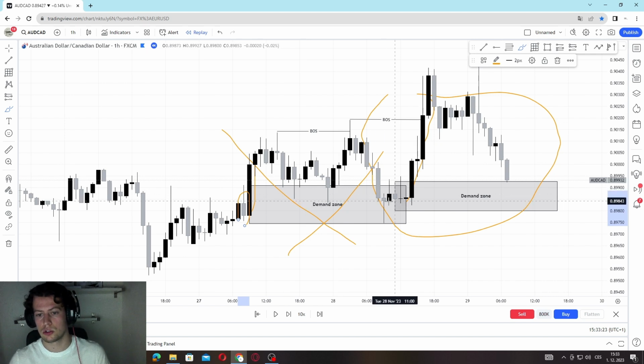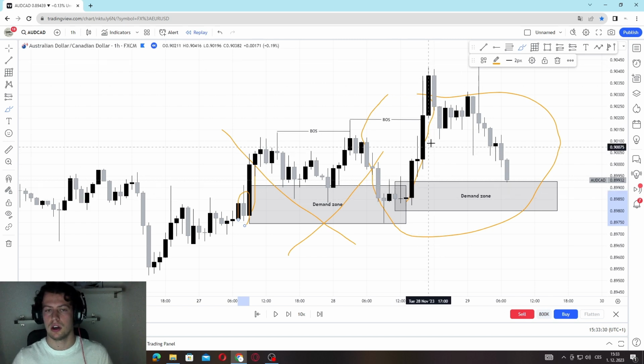So yes, it goes to the demand zone, but for me this would be an A+ setup, and this would be a B or C setup, because there's no move here, no volume here.